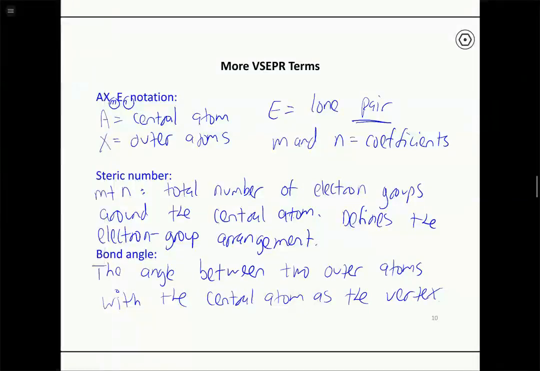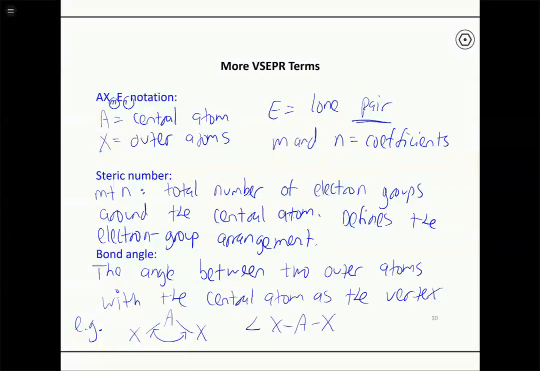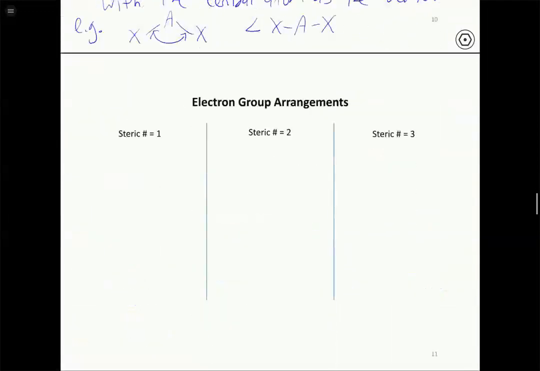So as an example, if we have some AX2 structure, we can define the angle between the 2 X's. We can abbreviate that with a little angle sign, XAX, which are the 3 atoms involved. So a bond angle is always defined by 3 consecutive atoms in a structure, whether we're talking about these simpler AXE structures or something more complicated that we might get to later in the course. Bond angle is just that definition for anything. Alright, so that gives us some terminology. Now let's start doing VSEPR in a little bit more real detail.